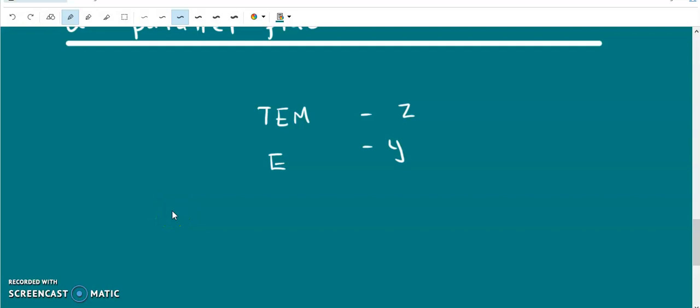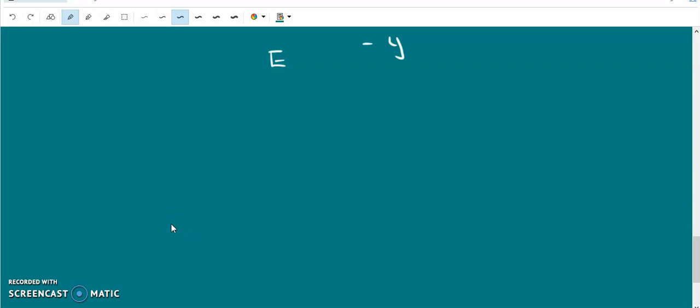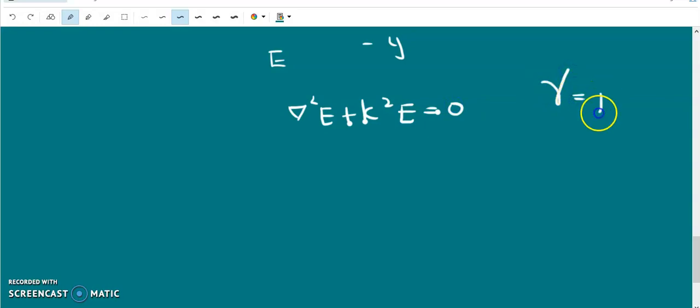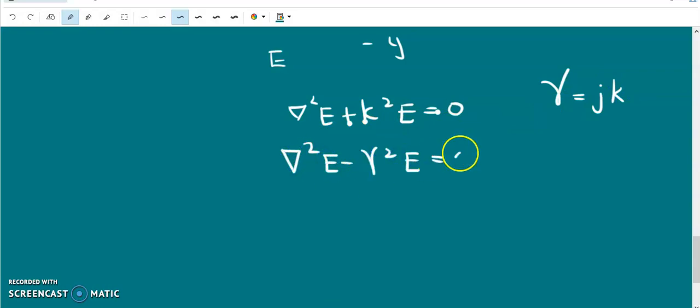In a parallel plate transmission line, we have to write the time harmonic and source free wave equation. So for the time harmonic case, it is just the Helmholtz equation. Del square E plus k square E is equal to 0. So in terms of the propagation constant gamma, which is jk, this can be written as del square E minus gamma square E equal to 0. So we have discussed this equation in our offline classes in detail.